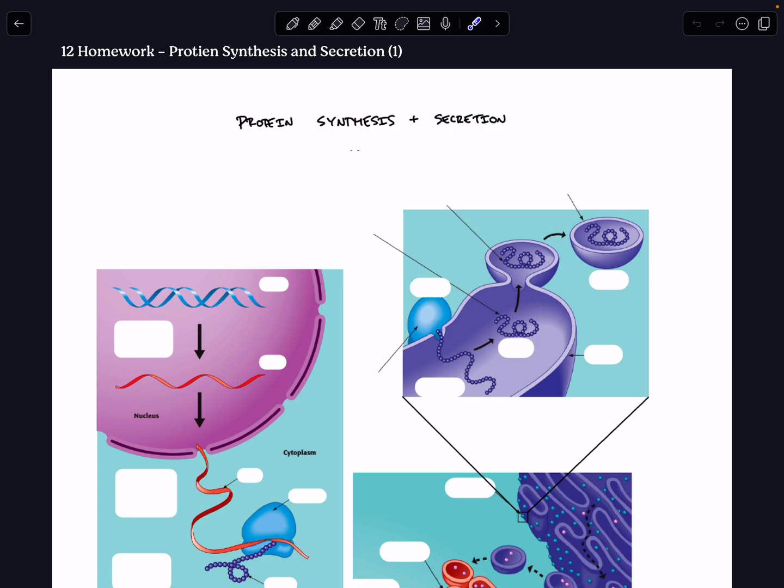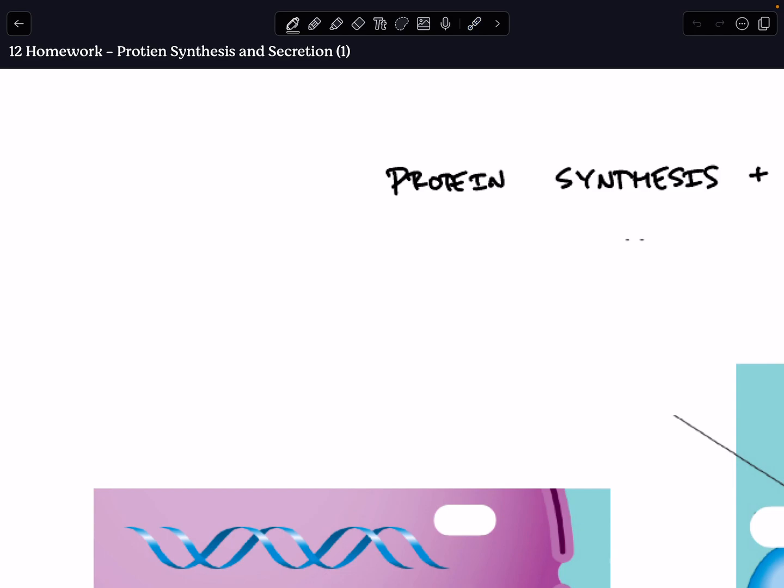So here we go. Okay, so today's screencast is actually going to be broken down into two parts. We're going to start out with protein synthesis, and then the next screencast is going to be about secretion. So synthesis is how proteins are made, and then secretion is how they are moved around the cell or exported out of the cell. Okay, so synthesis.